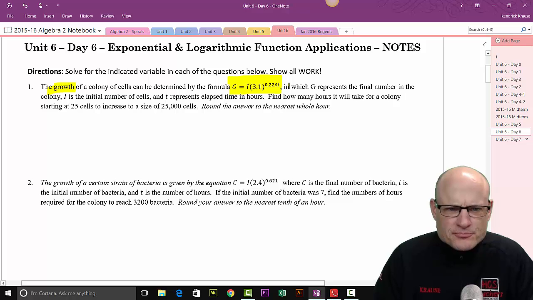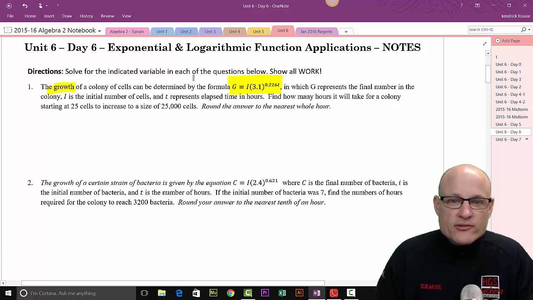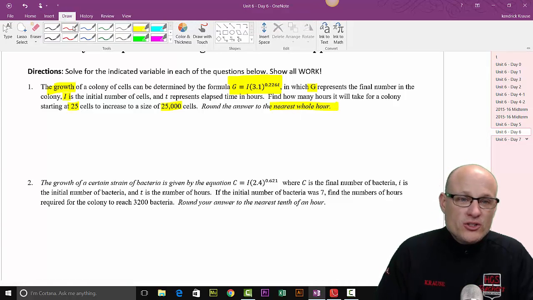Anyway, let's get started. We've got a growth of colonies by this formula. Now, you'll notice it's growth because this number in the parentheses is bigger than 1. This actually has lots of growth, like huge growth. G is the final. I is the initial. And this says how many hours will it take for a colony starting at 25 to increase to 25,000 cells. Round answer to the nearest whole hour.